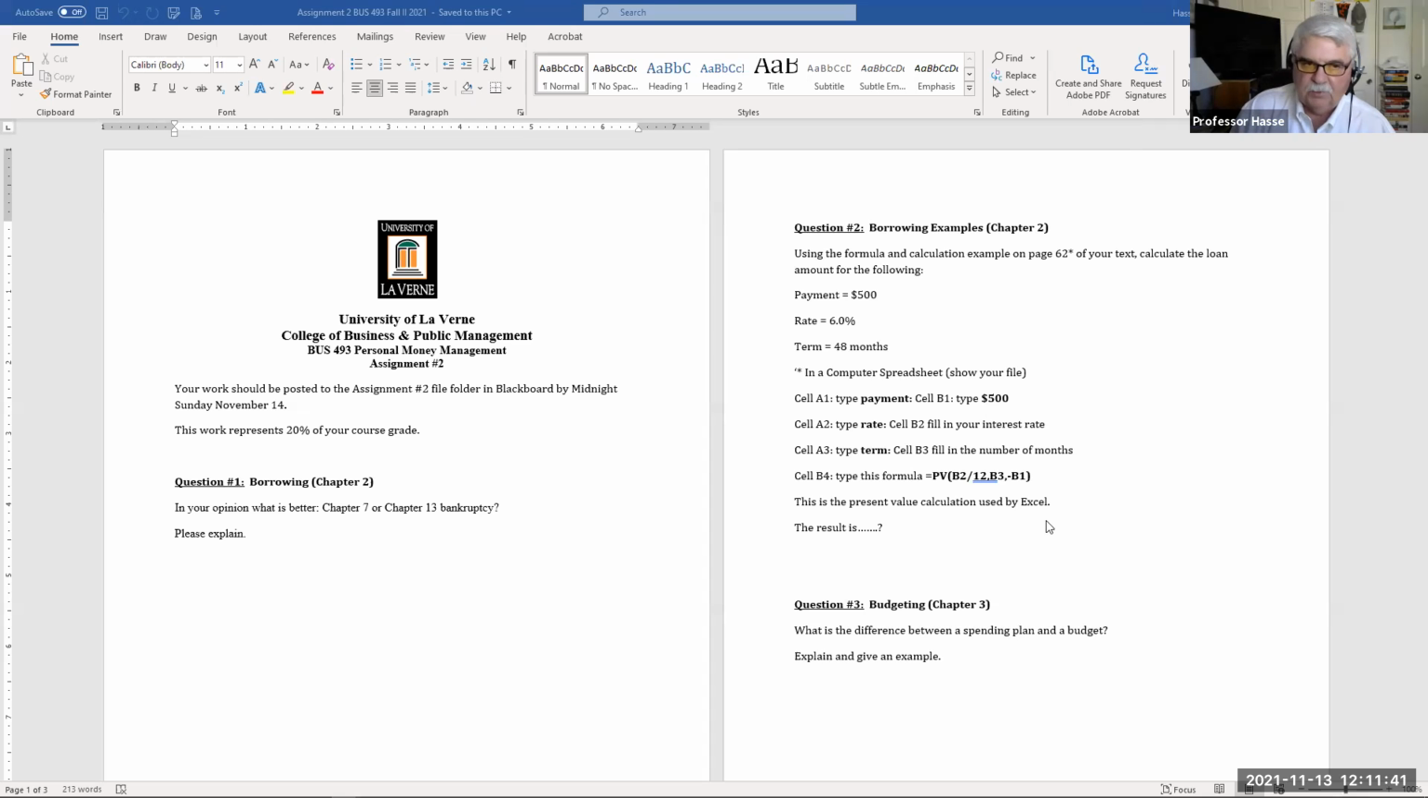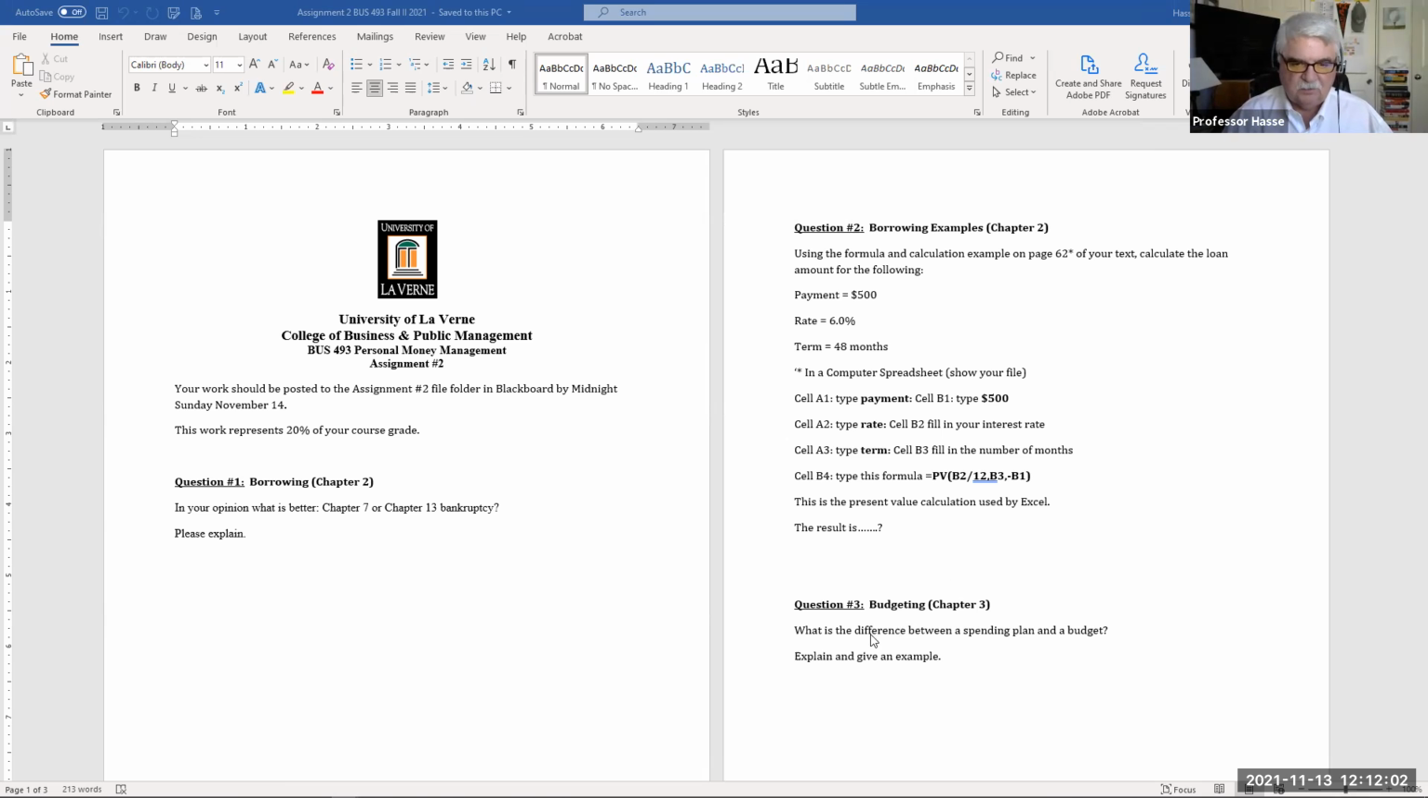We have assignment number 2 due this Sunday. Some of you have already completed it, but it needs to be done by tomorrow night. And again, it's some questions about understanding Chapter 7 and Chapter 13 bankruptcy. Explain those. Then I have a question on examples of borrowing money, using a spreadsheet to determine that.